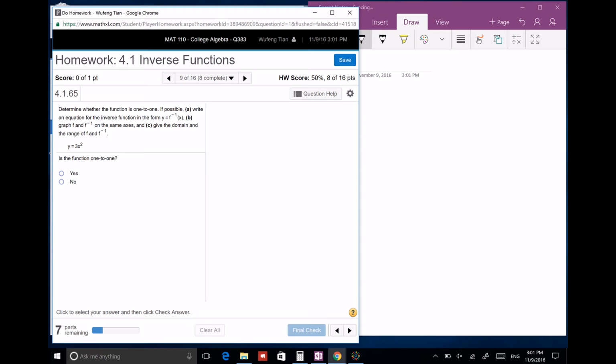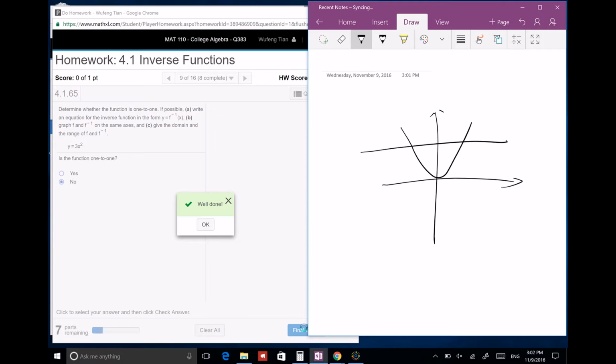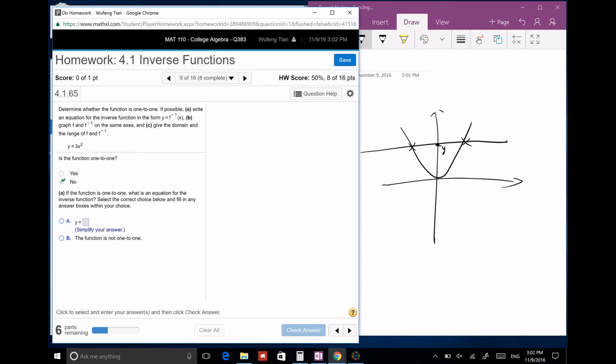Alright, so determine whether the function is 1-to-1, and write an equation for the inverse. Is the function 1-to-1? No, because if you draw the picture, it's like this. And if you use the horizontal line test, you have 2 intersection points. For this y value, you have 2 different x values. It's not 1-to-1. So the function is not 1-to-1.